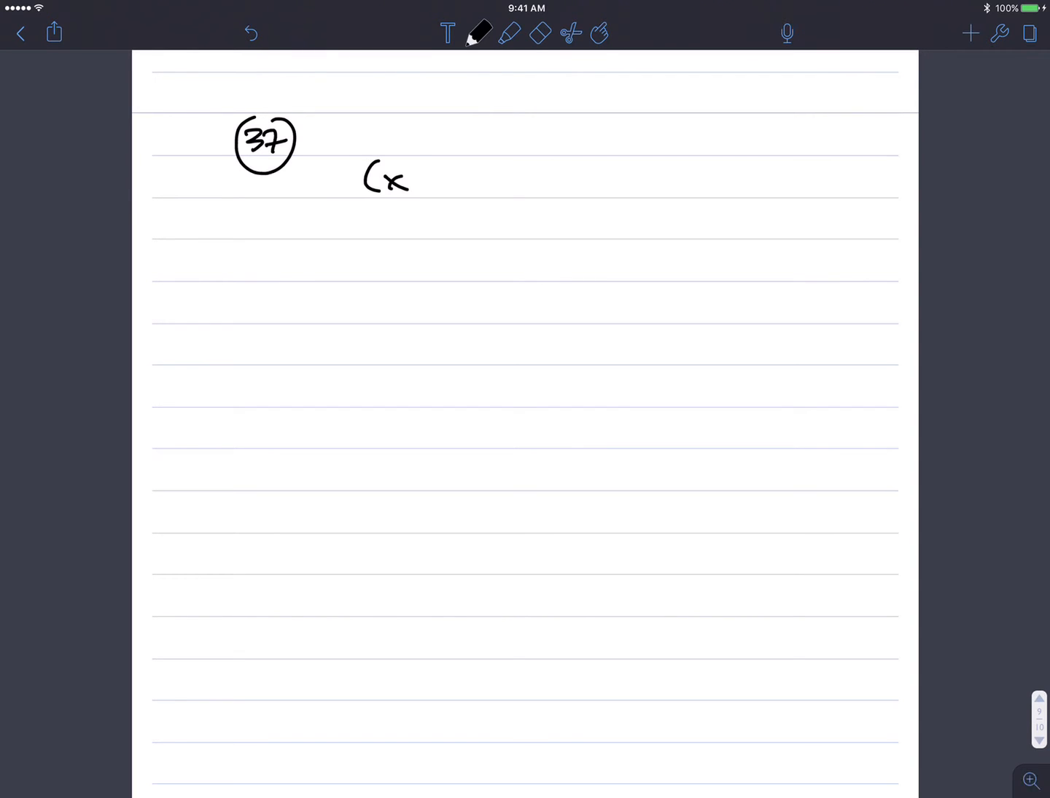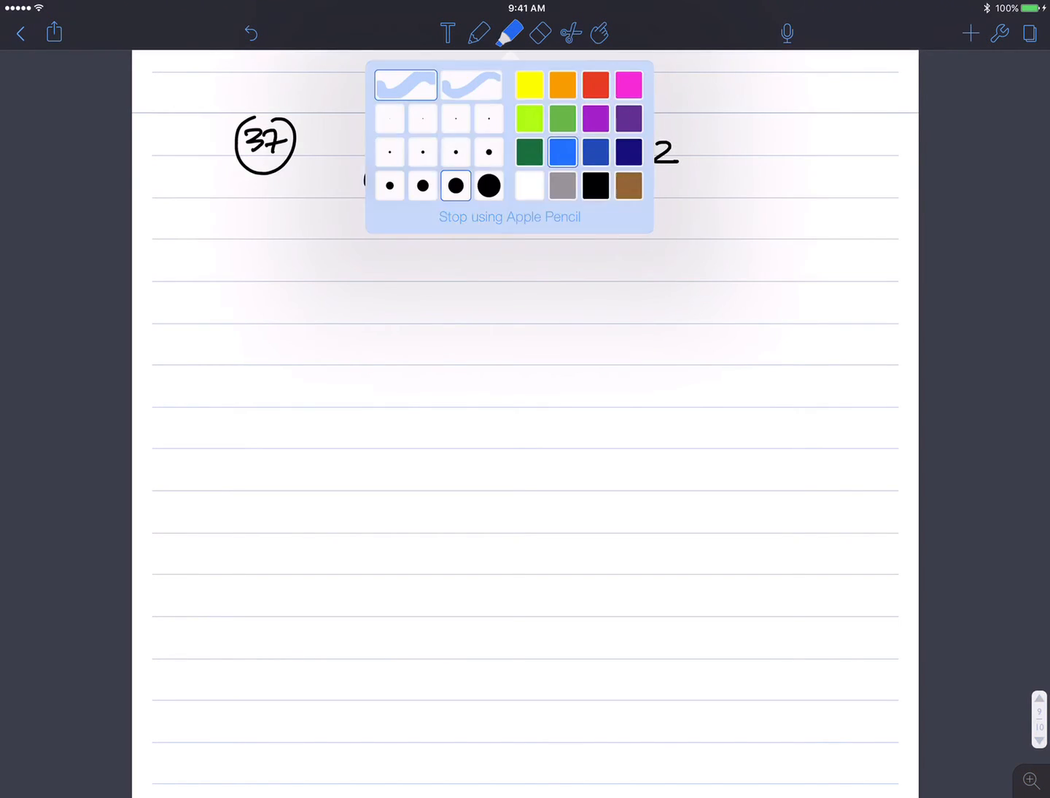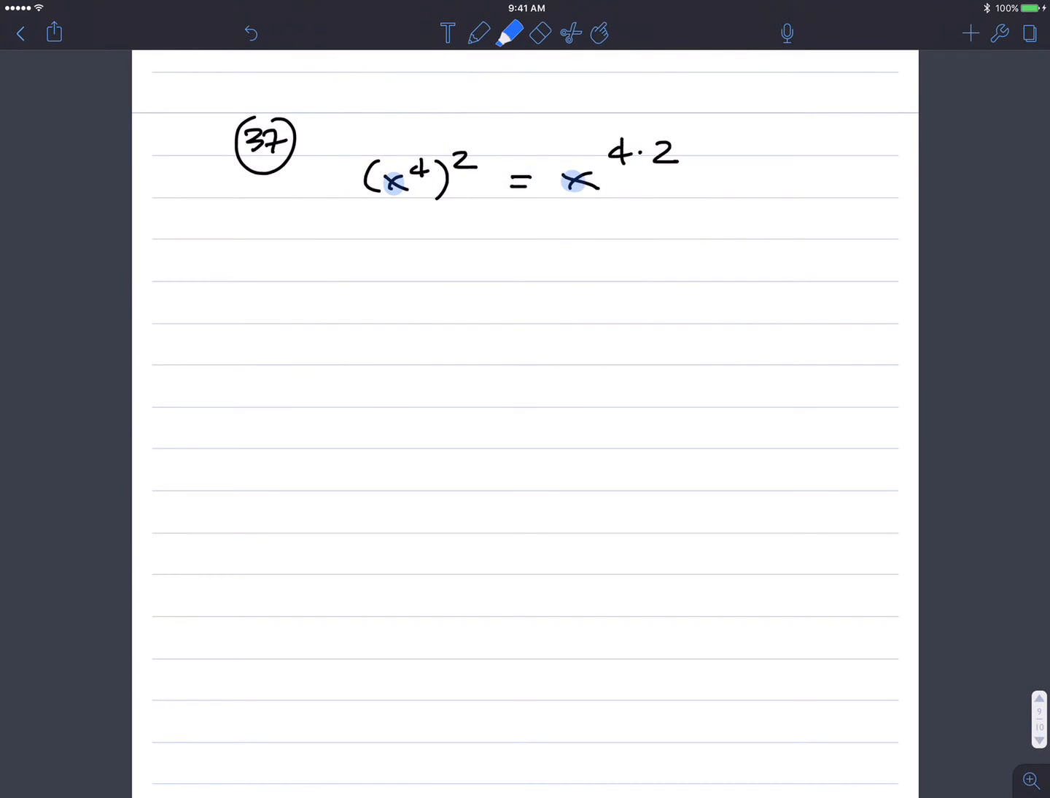(37) is x to the 4th power raised to the 2nd power. Keep the base, multiply your powers. Base x, 4 times 2, we're going to get x to the 8th power. And you're done.